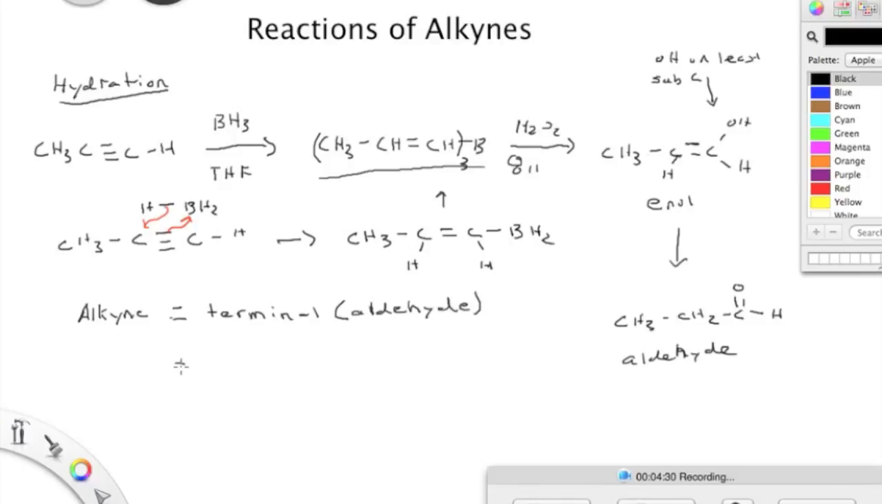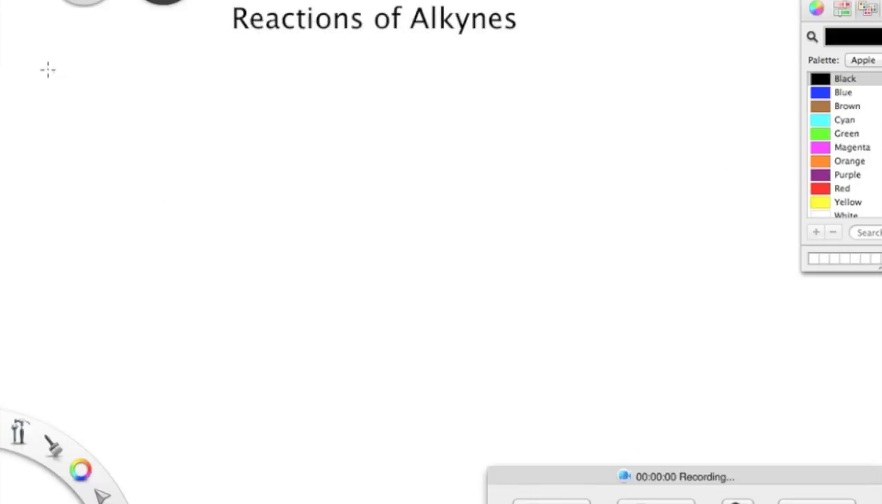And if your alkyne is internal, in other words, inside the chain somewhere, then you get the ketone. Here, just like you did with the oxymercuration reaction, this again is hydration. This is hydroboration/oxidation, where we end up with this species, and the tautomerism that we've been mentioning.